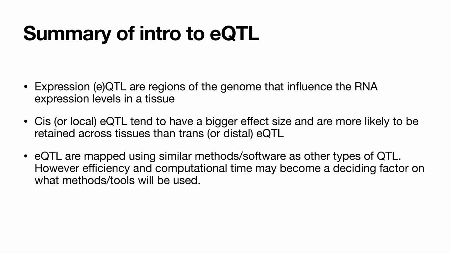So just to take a pause here and summarize what we learned in this intro to eQTL. We know that expression QTLs are simply regions of the genome that influence RNA expression levels. So the genetically driven variation in RNA expression levels. When we separate them into local and distal eQTL, local eQTL tend to have bigger effect sizes and are more likely to be retained across tissues than trans. And eQTLs are mapped using similar methods and software.